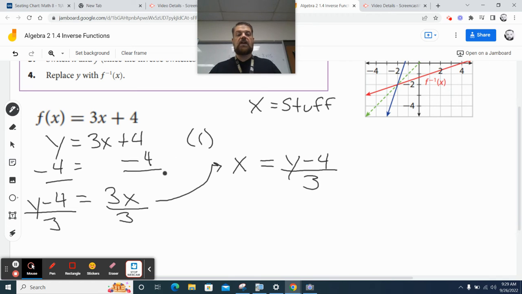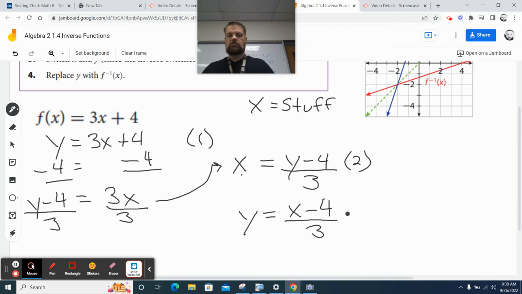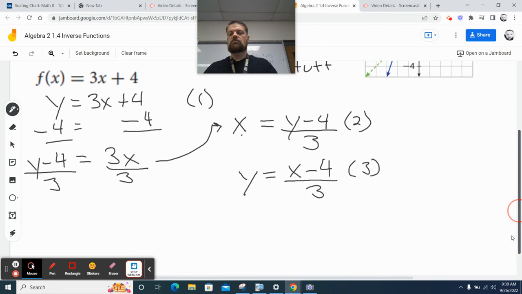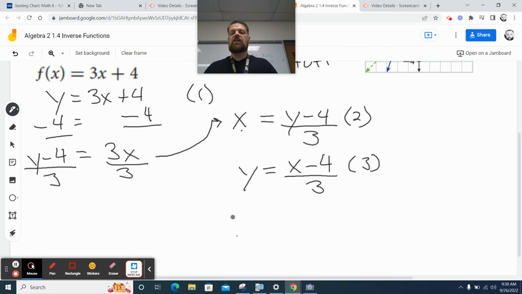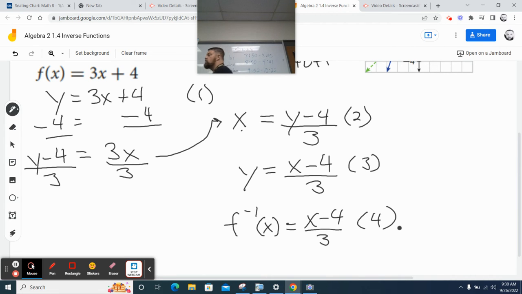Step 3 now. So this is step 2 completed. Step 3 is I'm going to flip-flop the y and the x. So there's an x here, put a y. There's a y here, put an x. That's step 3. Last step, step 4, I'm going to replace the y with the f inverse notation. Inverse of f is equal to x minus 4 all over 3. That's step 4. So that's the algebra part.